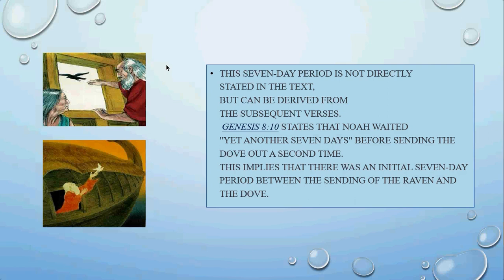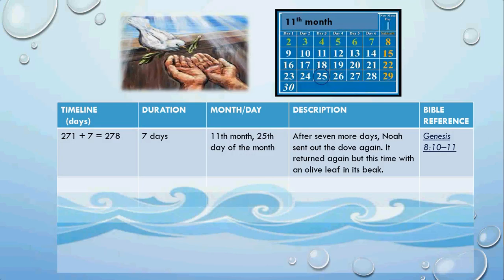This 7-day period is not directly stated in the text, but can be derived from the subsequent verses. Genesis 8:10 states that Noah waited, quote, yet another 7 days, end quote, before sending the dove out a second time. This implies that there was an initial 7-day period between the sending of the raven and the dove. Okay, now our duration is going to be 7 days. That's going to be 271 plus 7. We're going to have a total on our timeline of 278 days.